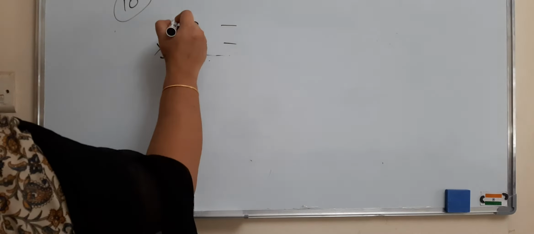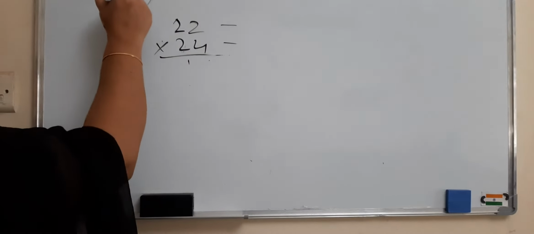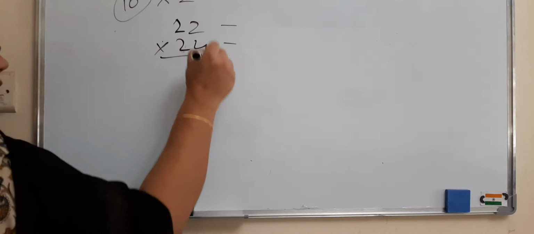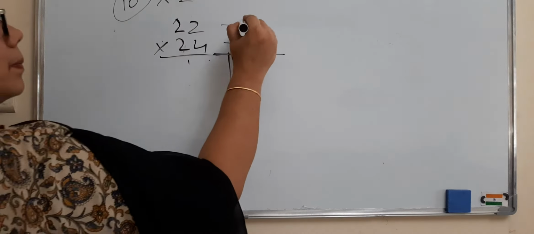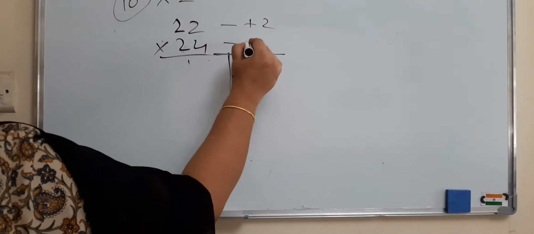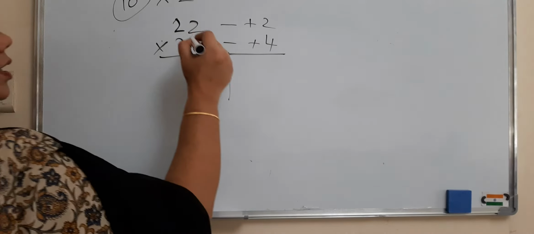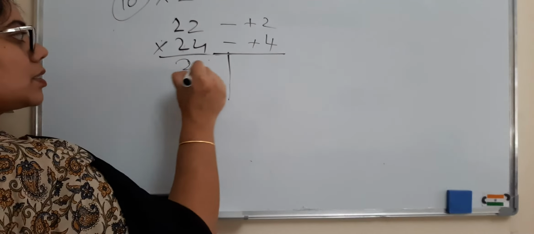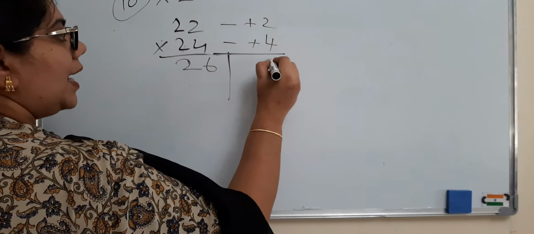If it is 22 into 24, how will you do it? Now the base is 10 only, so 10 into 2 is 20. Remember it. Then 22 minus 20 is plus 2, and 24 minus 20 is plus 4. Now 24 plus 2 is 26, and 22 plus 4 is 26 only. Now 4 into 2. What will be 4 into 2? 4 into 2 will be 8.